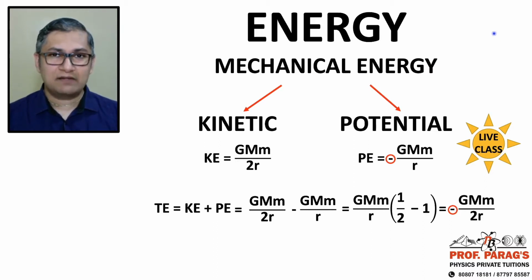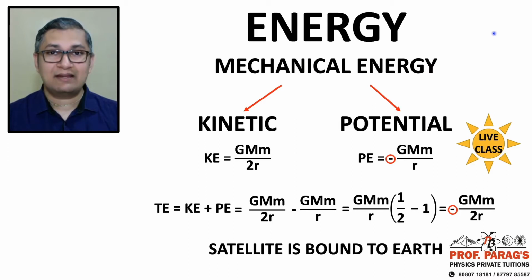So the statement given in the textbook is that the satellite is bound to Earth. That's the meaning. If the total energy is negative, it means the satellite is bound to Earth. It means the satellite cannot just leave Earth and go away. It can't just walk out and say, okay, bye bye, I'm going to Mars. Okay, that cannot happen on its own. It is bound to Earth.